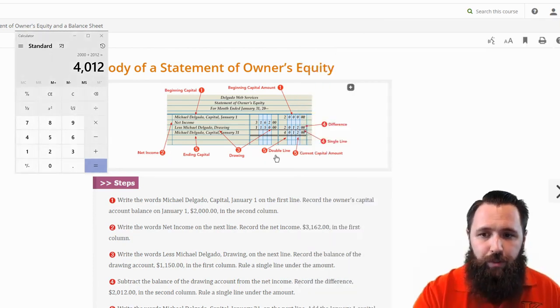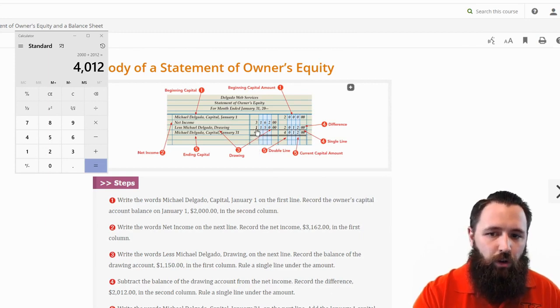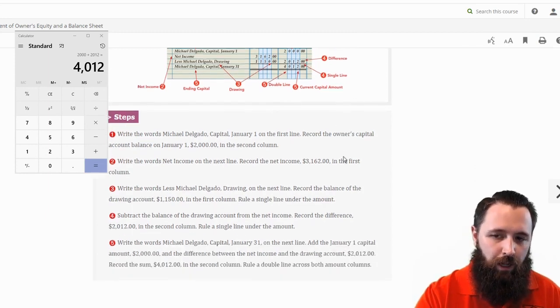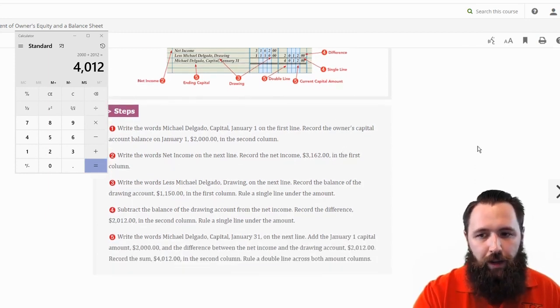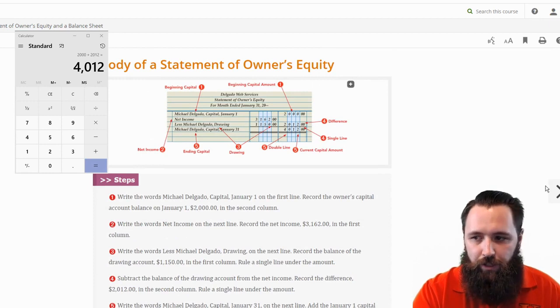So those are the steps. Obviously, they're drawing lines underneath, showing that they're going to find the difference in total, and then the double line at the bottom. So we have all the things that we've had on these other statements pretty much.